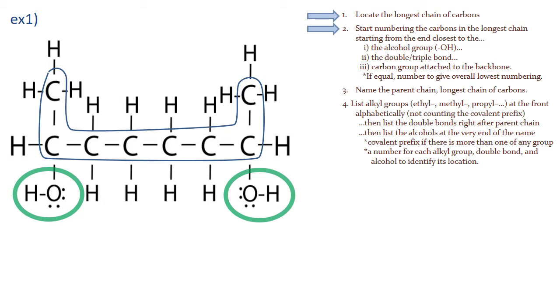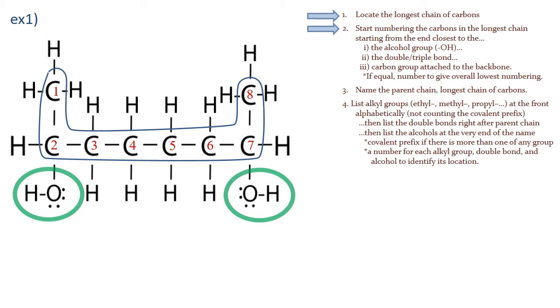So do I start counting from the left-hand side or the right-hand side? Well, if I start from the left-hand side, the alcohol closest to that end is on the second carbon. If I count from the opposite end, that alcohol is also on the second carbon. So it's a tie and it really doesn't matter. So in my notes, I'm going to circle the two OHs, and I'm going to number my carbons from the left: 1, 2, 3, 4, 5, 6, 7, 8.